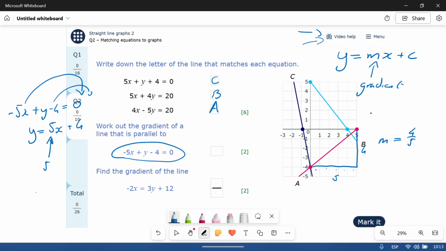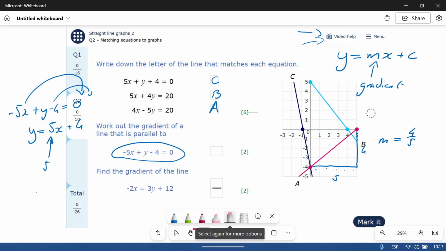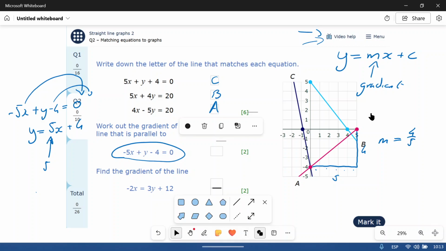If I draw a parallel line to that, let's see if we can draw a parallel. A line that is parallel. No, that didn't work. It's supposed to give me a straight line. Doesn't work. Okay, so 1, 2, 3, 4, 5.